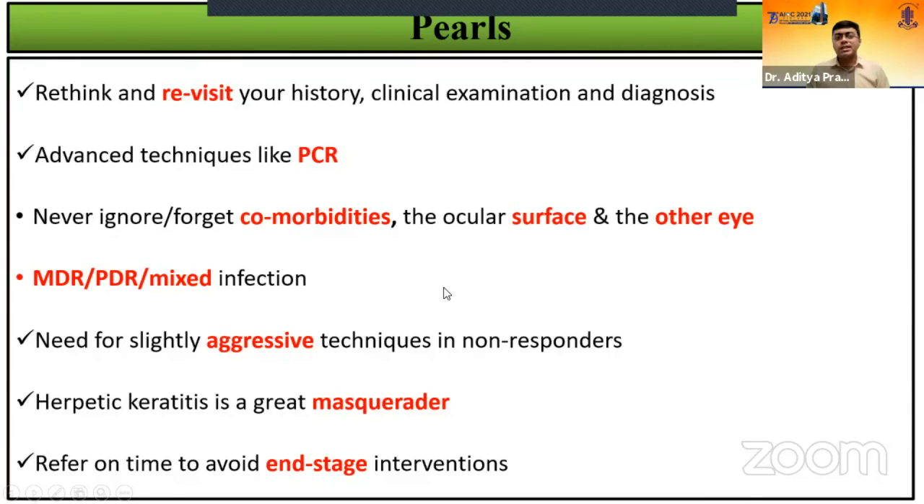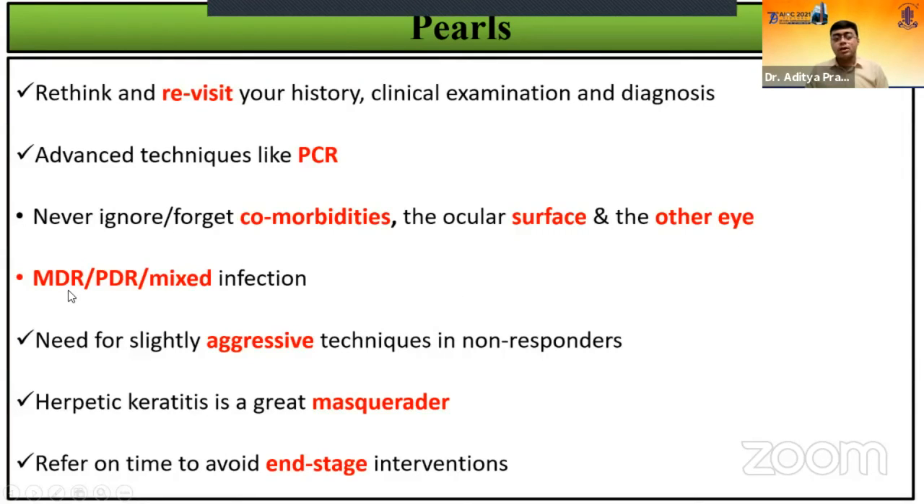So the take-home pearls are basically rethink and revisit your history taking, clinical examination, and also diagnosis if the ulcer is not responding. Sometimes foreign body is easily missed. Always evert the lid. You can use certain advanced techniques like PCR if you're in a diagnostic dilemma. Never ignore or forget the comorbidities, the ocular surface, and the status of the other eye. It may give you a clue.